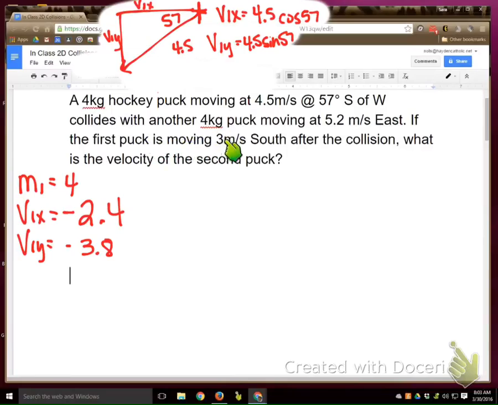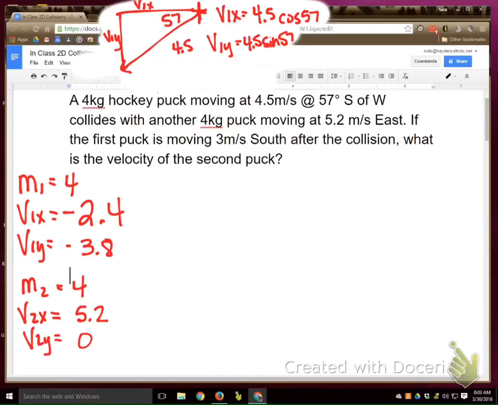Then here we have, what's this 4 kilogram tell us? Yep, M sub 2. What do we know about the velocity of our second object? It's just east, so do we only have an x component or a y component? Only x, and is it positive? Yeah, it's positive because it's going east, so V sub 2y is 0.